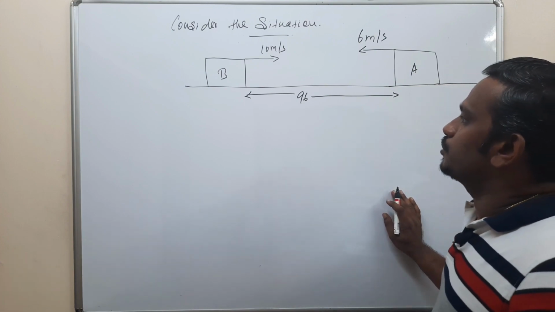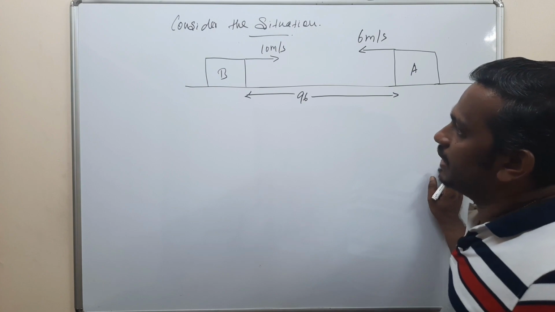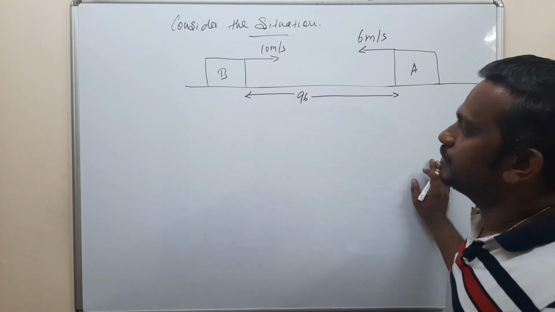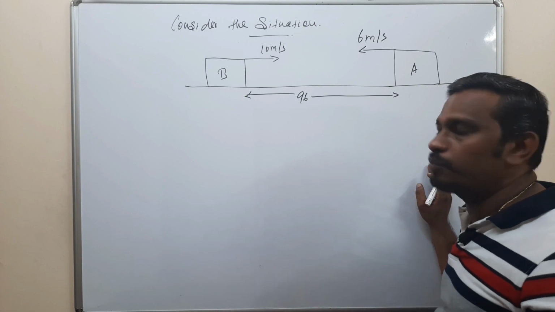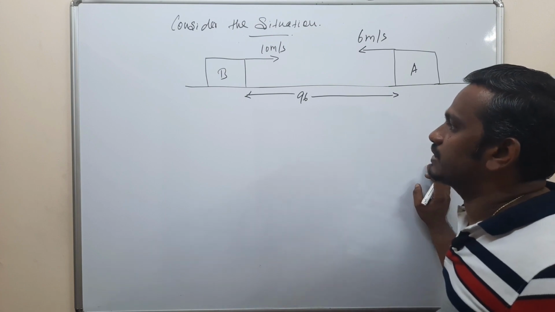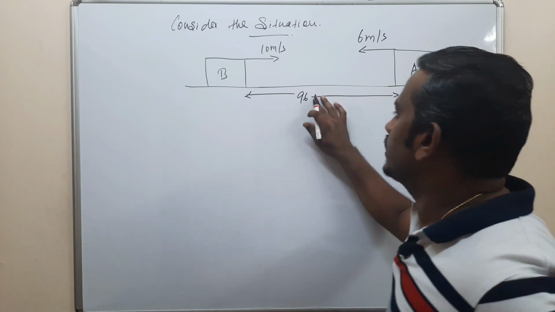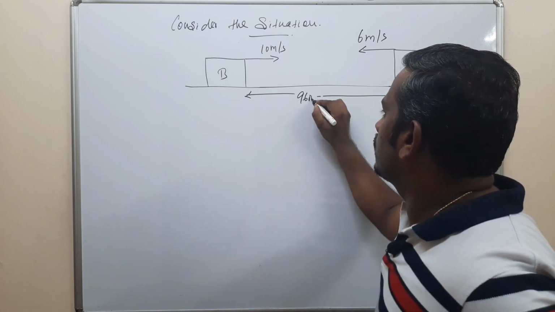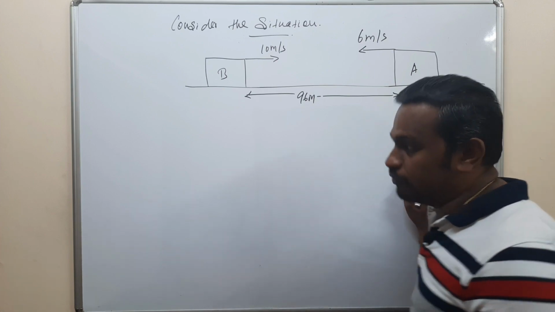So a car A is moving with 6 meter per second and another car B is moving with 10 meter per second on the same straight road in the opposite direction. When they are 96 meter apart, find the time of collision.